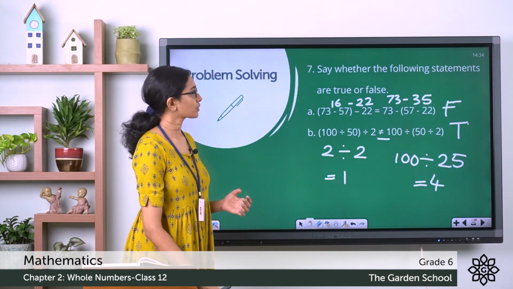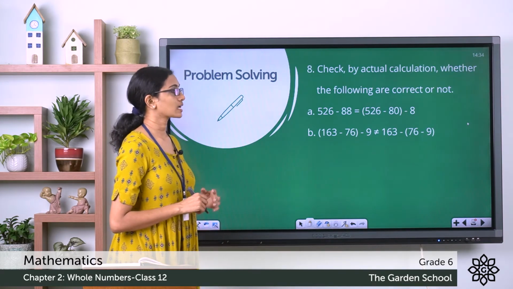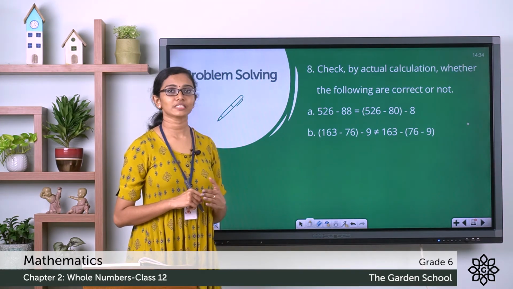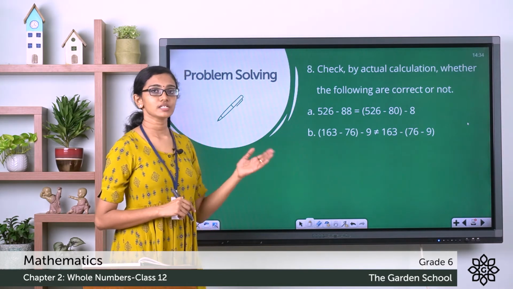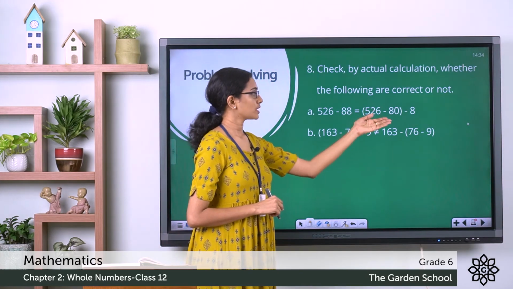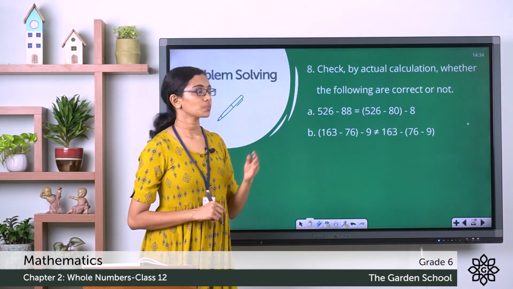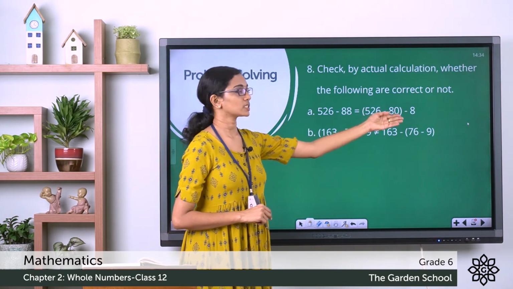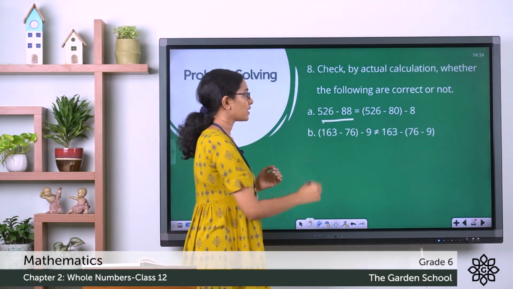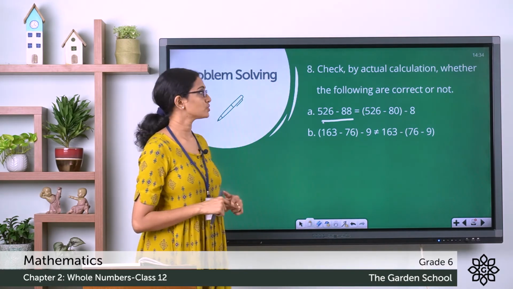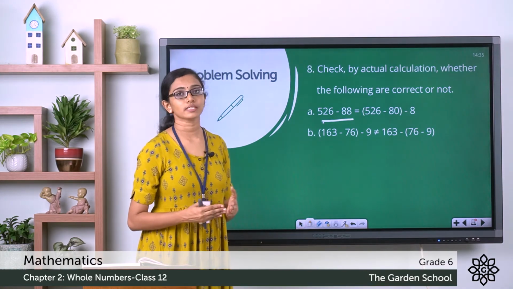Now the next one, question number 8. Check by actual calculation whether the following are correct or not. Now let's see the first question. First one, A. 526 minus 88 is equal to, here we are subtracting 8 from the difference of 526 and 80. So we need to check whether this is equal to this part. So let's first check the left hand side, this part. 526 minus 88. We need to check this by actual calculation. So we need to subtract these numbers and check what is the answer.